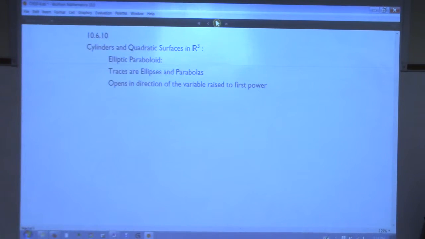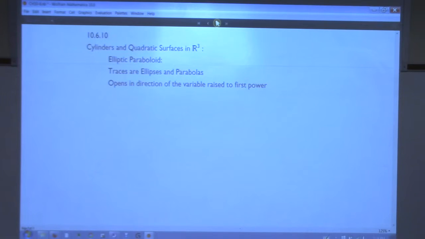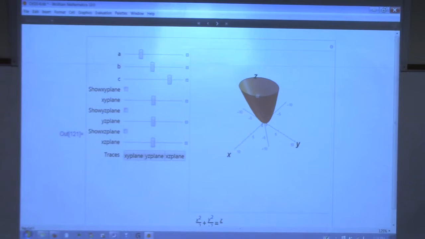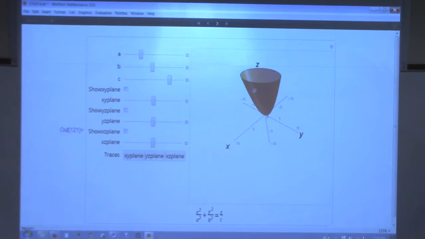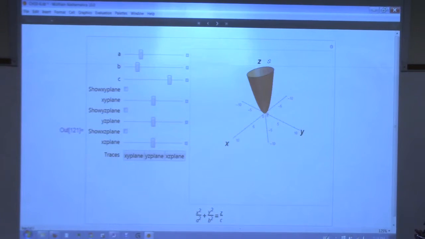Elliptic paraboloids. Traces are ellipses and parabolas. These start to get harder and harder to visualize before I show them to you. Is that what you were thinking? Ellipses and parabolas. It's basically a bowl, isn't it? It's a bowl.